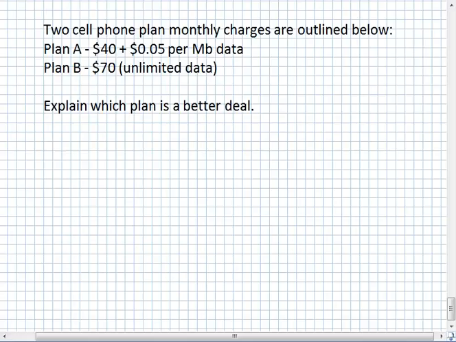Okay, take a second to read this question. Okay, so what we've got to do is figure out which plan is a better deal. And it's not an easy question, because if you don't use any data, it's pretty obvious. But if you use lots of data, then it's going to be different. So we're going to solve this by writing an equation.